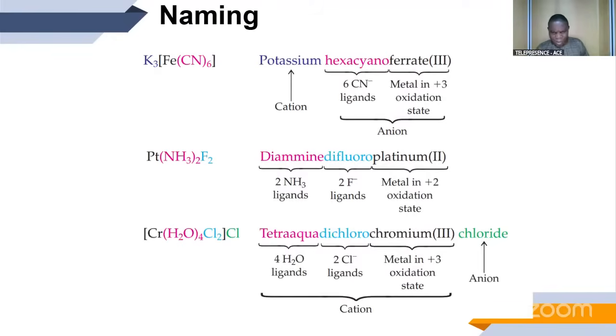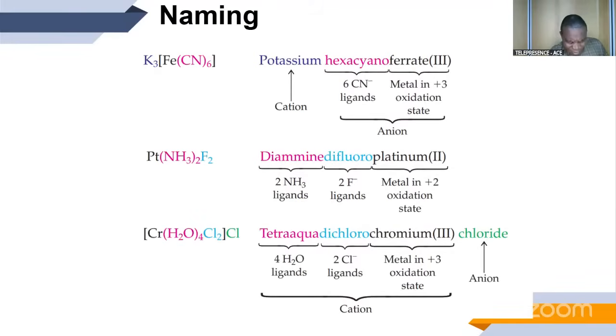Then the third one is tetraaquadichlorochromium(III) chloride. Now, the green chlorine satisfies the primary valency, and the blue chlorine is inside the coordination sphere, satisfying the secondary valency. In naming this compound, water, which is aqua, comes first because A comes before C. We have 4 water, that is tetraaqua. Then how many chlorines do we have inside the coordination sphere? Two chlorine. So tetraaquadichlorochromium(III) chloride. Don't forget that the oxidation number of chromium here is +3.